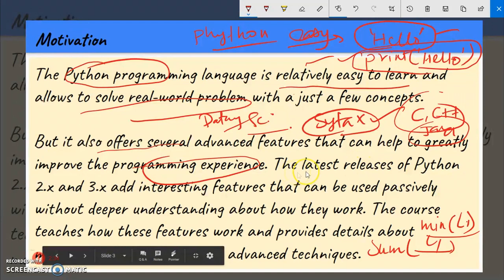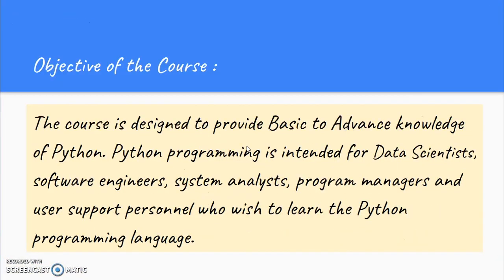Now there are two latest releases of Python. One is 2.0 and the other is 3.0. In this course we will learn Python with 3.0. So this was regarding the motivation, and now we will jump to the objective of the course.